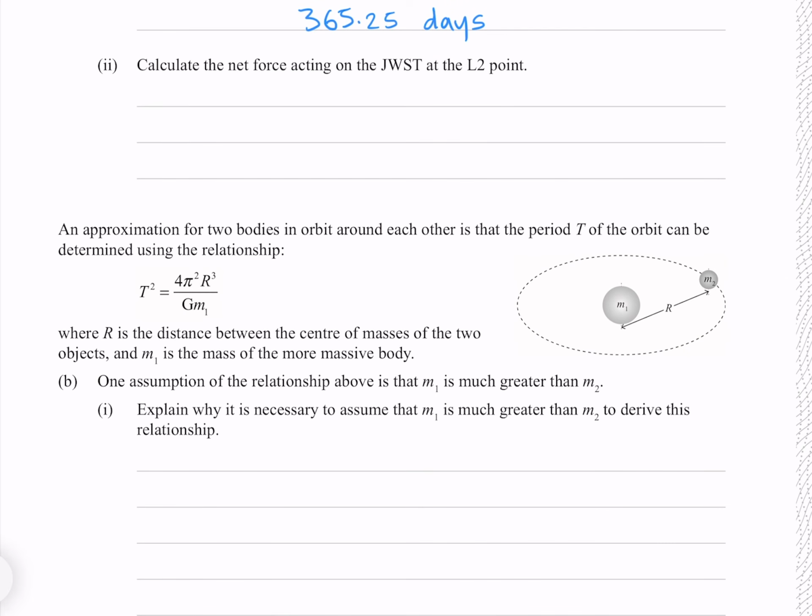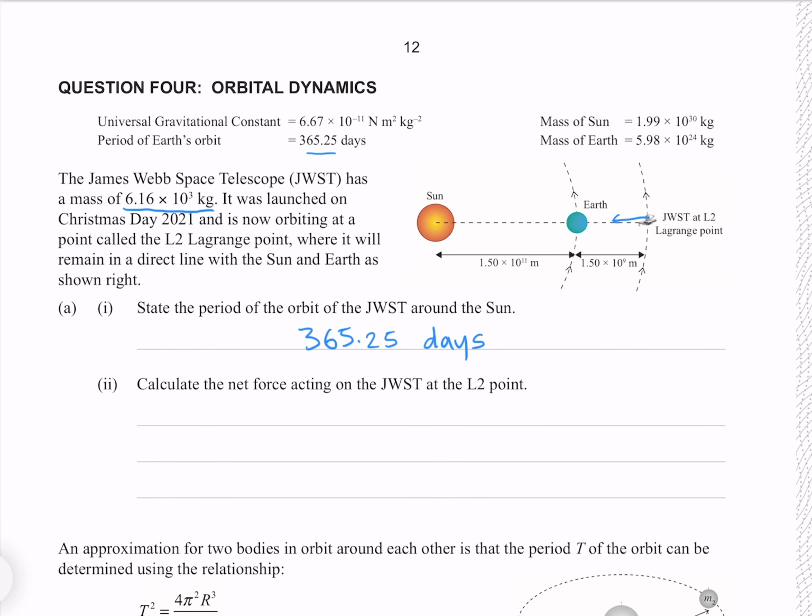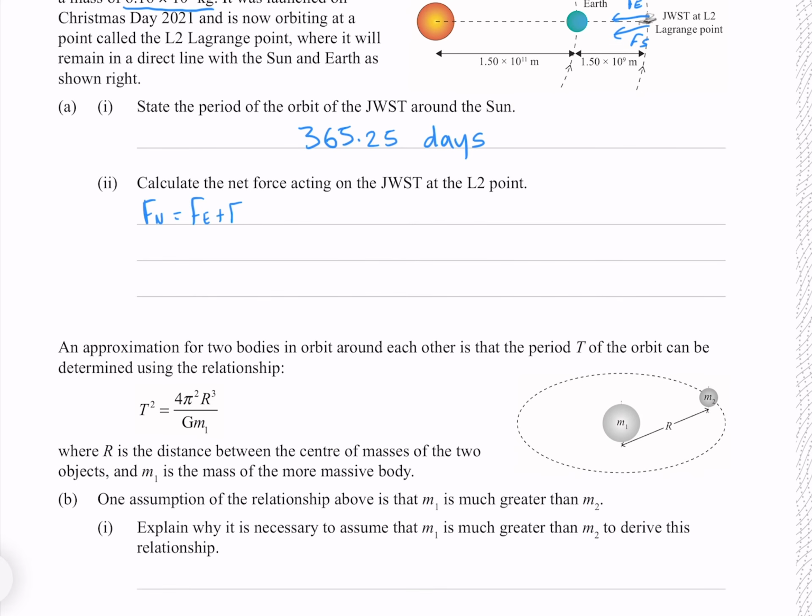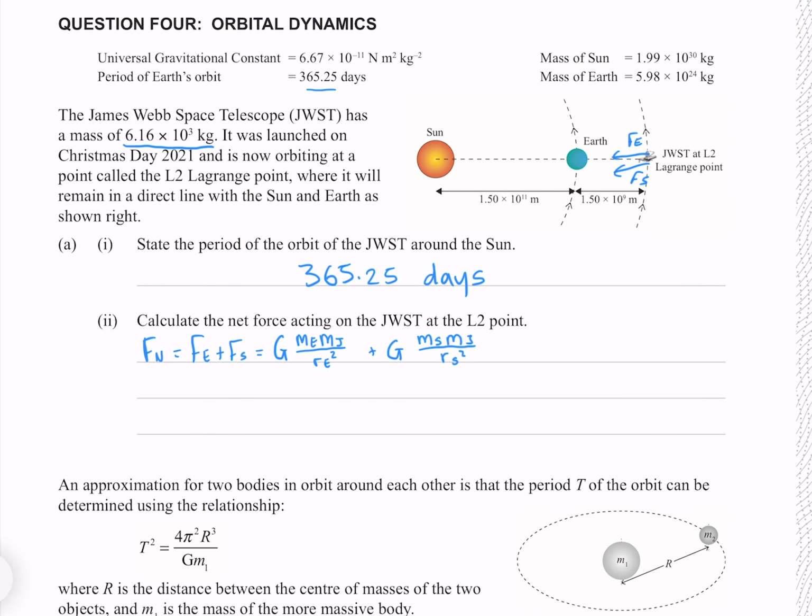Calculate the net force acting on the James Webb Space Telescope at the L2 point. The James Webb is going to experience a gravitational force from the Earth and a gravitational force from the Sun. Summing these together will give us our net force. Substituting Newton's law of gravitation, where me is the mass of the Earth, mj is the mass of the James Webb, ms is the mass of the Sun, re is our distance here, and rs is our distance here plus our distance here. Simplifying this by factorizing G mj out, and putting our numbers in.